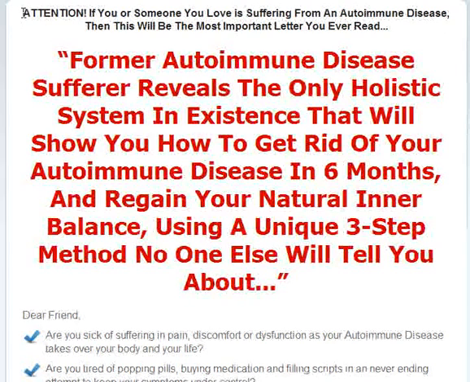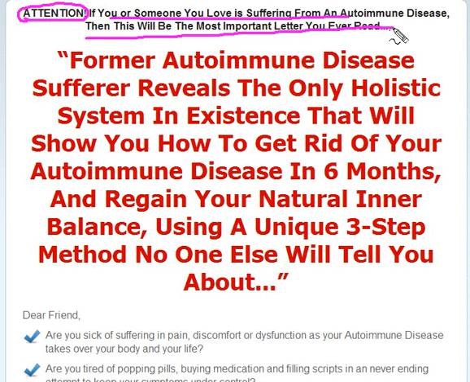What I may do is maybe yellow highlight the attention, just so that it can get more attention. Okay, so I'll do a little yellow highlighting for the word attention, or maybe for the entire top. Okay, let's look at your headline itself.